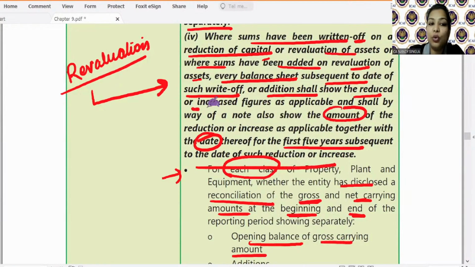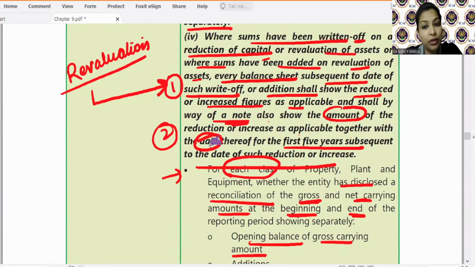Obviously ना, अब revalue हो गया तो revalued figures आएंगे ना, whether this is reduced or increased. ठीक है? And तो ये दो बातें हैं. एक तो ये है. Second, by way of a note, also show the amount of the reduction or increase as applicable together with the date. तो कितना amount revalue हुआ and क्या date था thereof for the first 5 years subsequent to the date of such reduction or increase. पहले 5 सालों के लिए वो आप नोट में मेंशन करोगे कि on this date इतना amount was revalued. On this date every year for 5 years subsequently to the date of such reduction or increase. Clear?